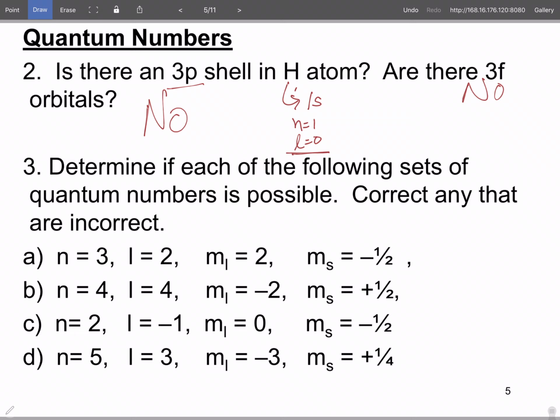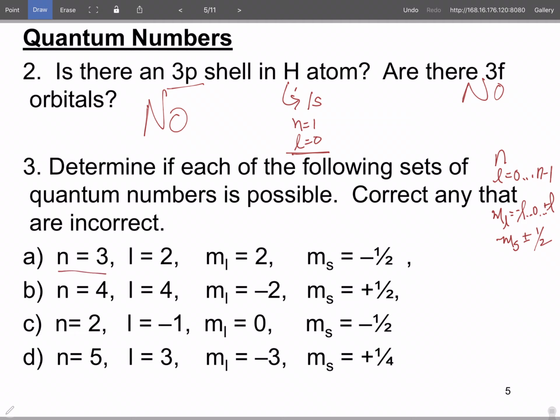Okay? Now, these are some of my favorite problems here: determine which of the following sets of quantum numbers is possible and correct any that are incorrect. And again, we're going with the rules of n. L is equal to 0 up to n minus 1. M sub L is negative L through to 0 through to plus L, and M sub S is plus or minus 1/2. So that's all you have to keep in mind. And no, you don't get those rules on the periodic table or anywhere else.